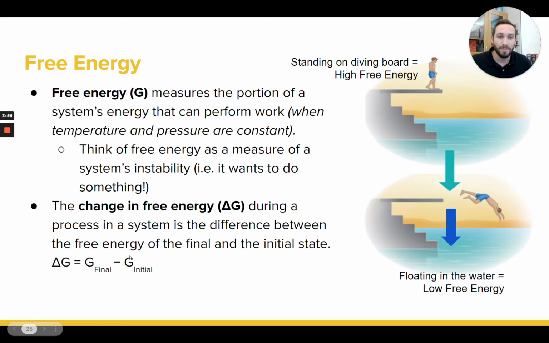And so what will happen, well, I guess this is a good example to point out here. Here's a good example of something with high free energy. This person standing on a diving board.